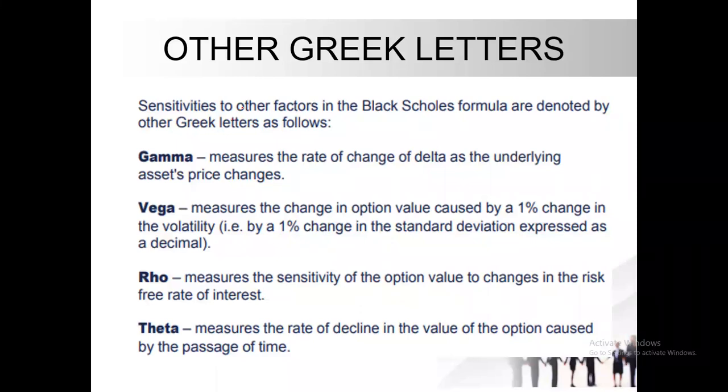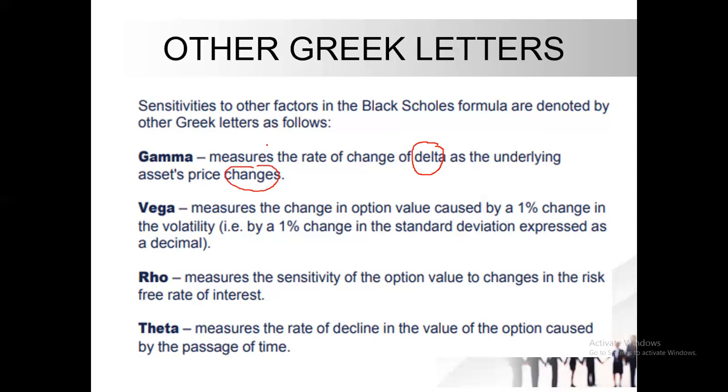The other Greeks are the sensitivity to other factors in the Black-Scholes formula, denoted by other Greek letters. Now you've got the gamma. You've got the gamma. You've got the beta there, the rho, and the theta. So just like you must explain what a delta is, you must tell us what is a gamma. So let us go now. What is a gamma? It measures the rate of change of delta as the underlying asset's price changes.